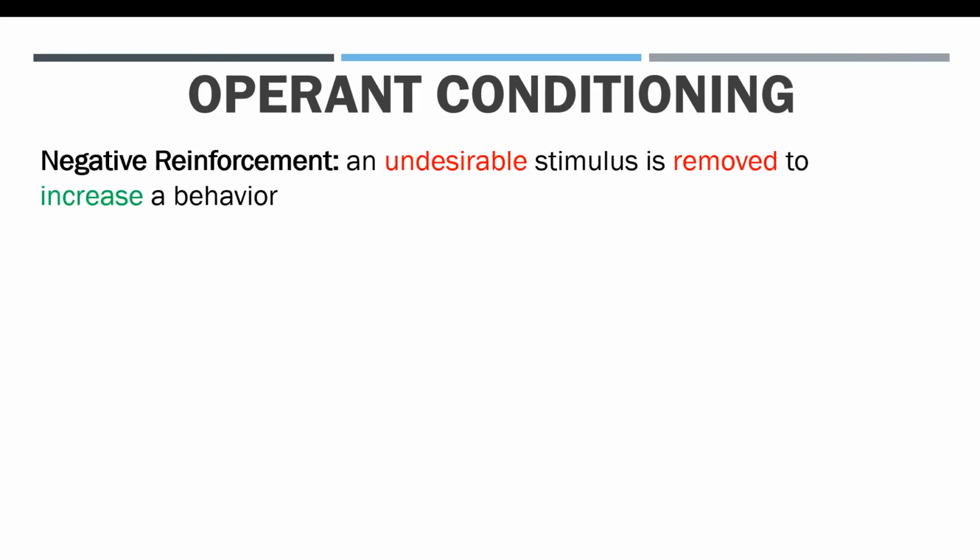And the next is negative reinforcement, which occurs when an undesirable stimulus is removed in order to increase a behavior. So let's look at our symbols again. So this time we have an undesirable stimulus, so one that makes us sad. And this undesirable stimulus is removed, so we have a negative sign, in order to increase a behavior.